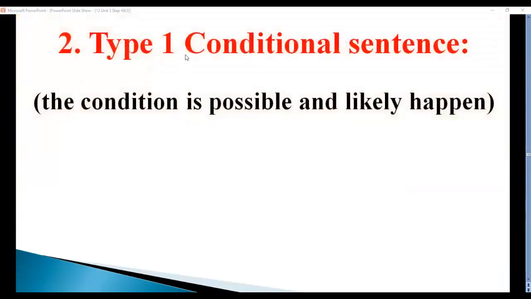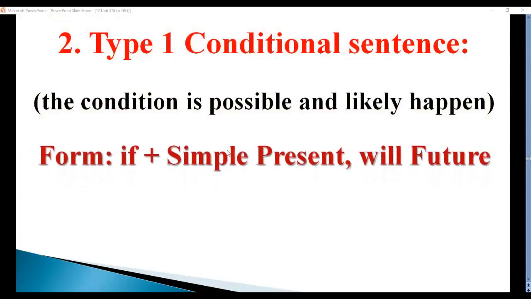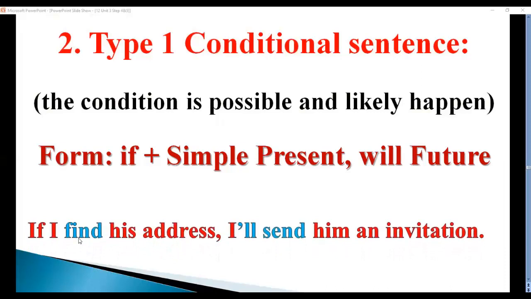Next, type 1. In this type, the condition is possible and likely to happen. The action is possible to happen. After if, present simple, but here we should use will plus infinitive, or the future. Take care. If I find his address, I'll send. If I find, I will send. Take care here. Verb 1, present simple. This is future. Will plus infinitive. Take care of this idea.